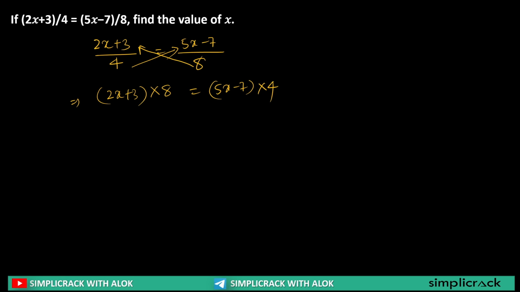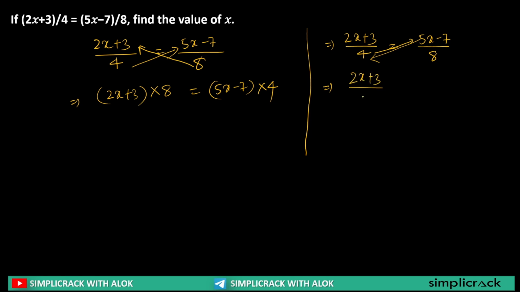You can do this, or what we can do, sir, this can be written as 2x plus 3 by 4 is equal to 5x minus 7 divided by 8. Yes sir, it can be written. Sir, can I bring this to this side and take this to this side? Yes, you can. So 2x plus 3 by 5x minus 7 is equal to 4 by 8. Yes sir, you can write it this way.